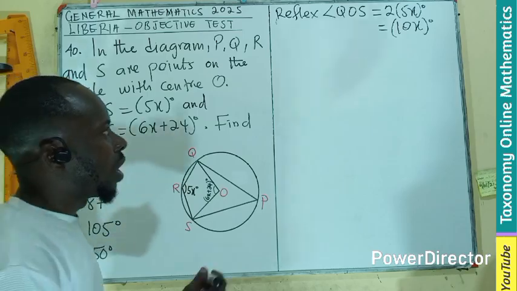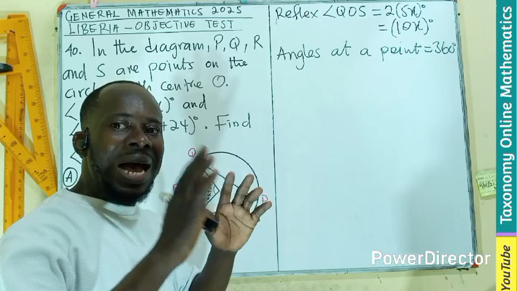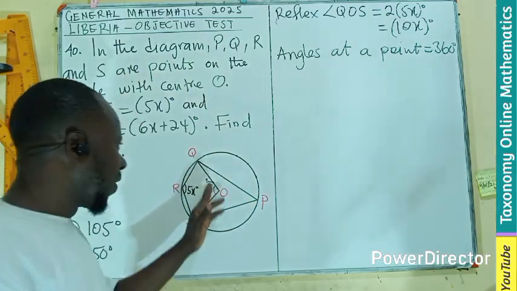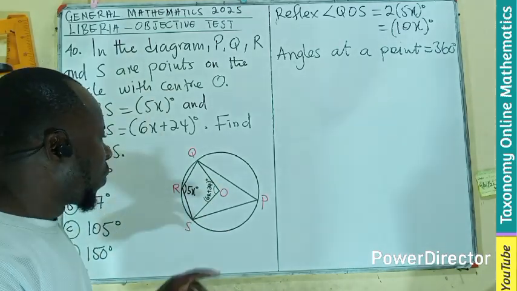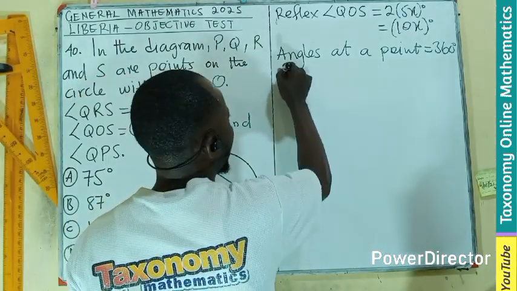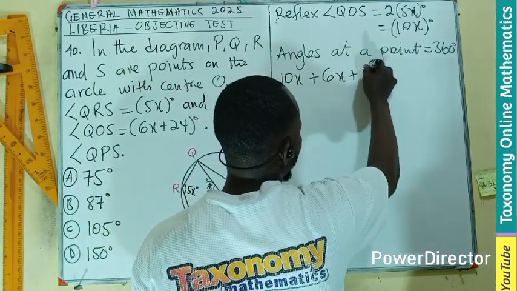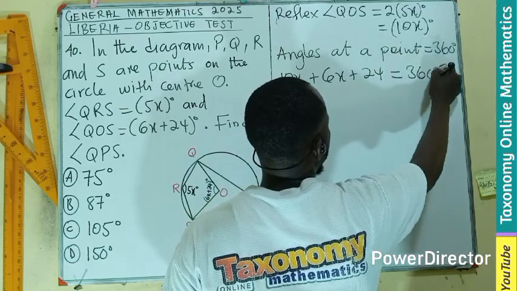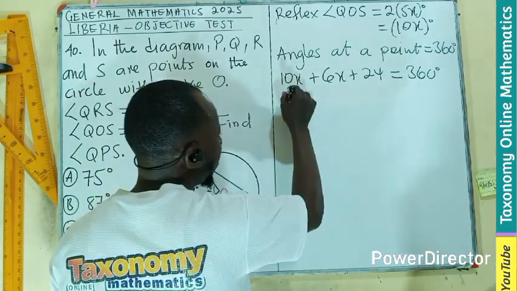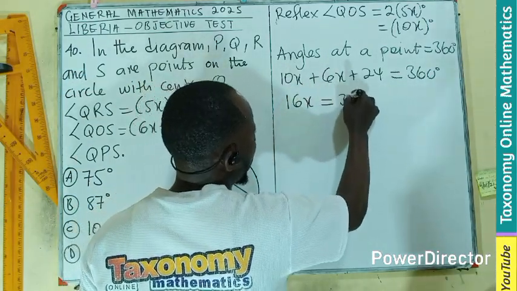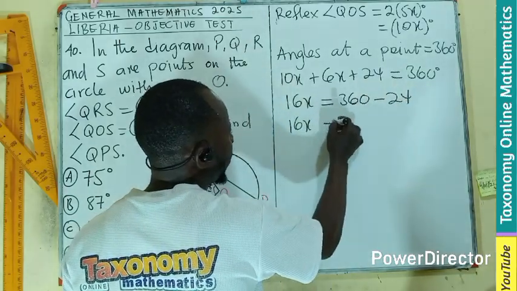Now, if I look at that also, angles at a point. So angles meeting at a point, if you add them, you should be having 360. That angle, the obtuse angle here, and the reflex angle all meet at a point. So what is the reflex angle? We had 10x. The obtuse angle here at the center is 6x plus 24, also giving us 360 degrees. We need to add the 10x and the 6x to have 16x equals to 360 minus 24.